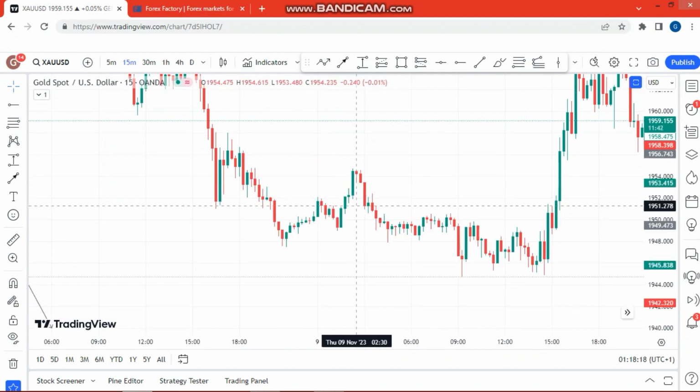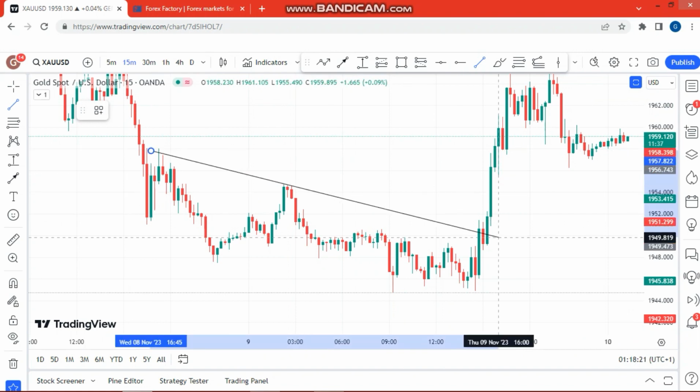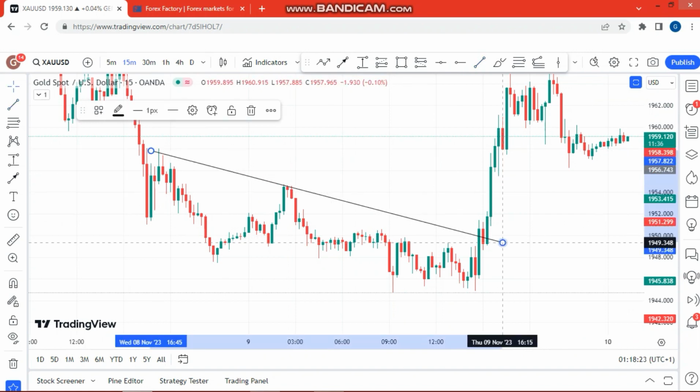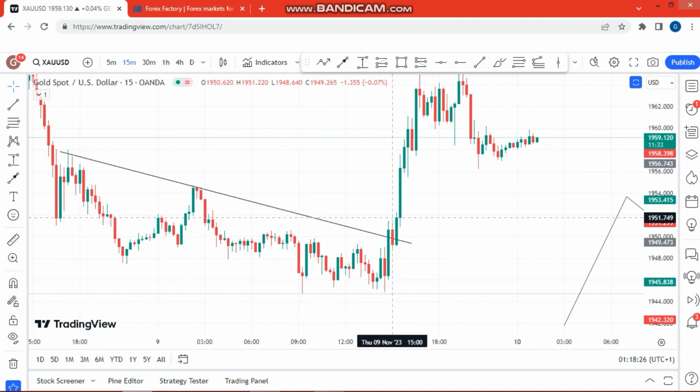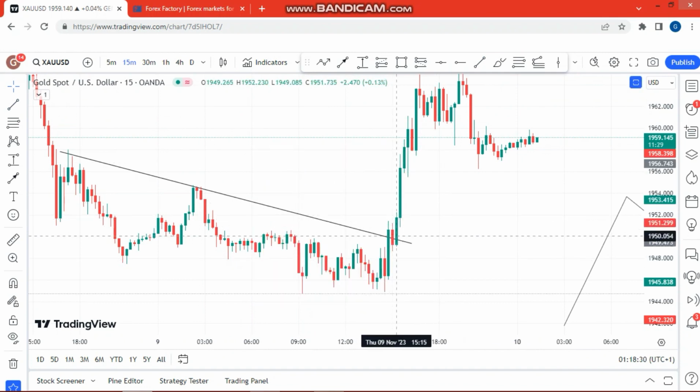Now, I see it right here that price is breaking this trend. It's very easy. You see price just broke out of this trend and gave us that nice retest. It gave us this nice bullish engulfing, and voila, to the upside.